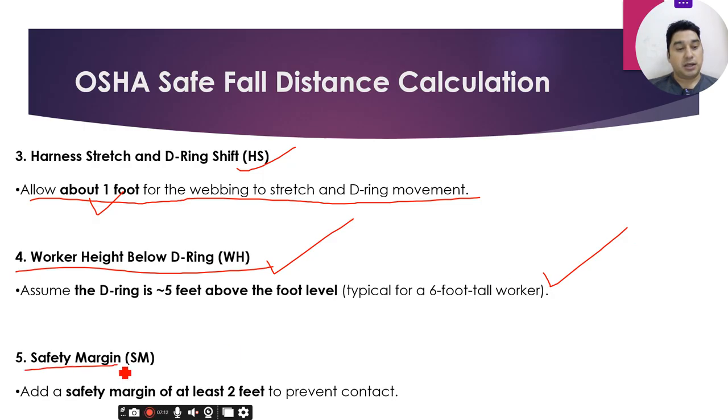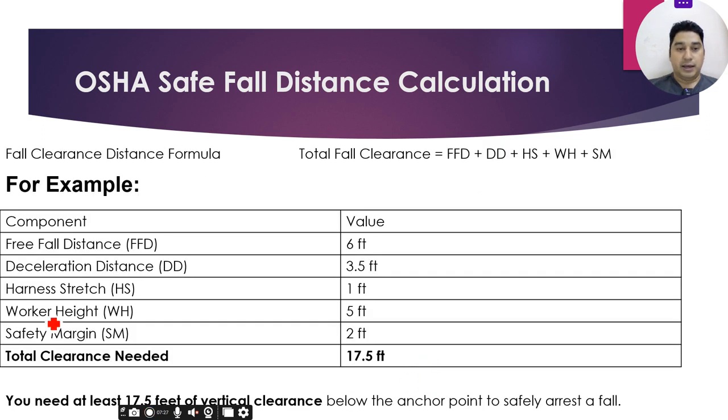Then the safety margin. In this one, OSHA doesn't say how much safety margin you have to maintain, but they are saying that you have to maintain a safe clearance distance. So it could be 2 feet, 3 feet, 4 feet, 5 feet, and it's up to you as per the design of your area.